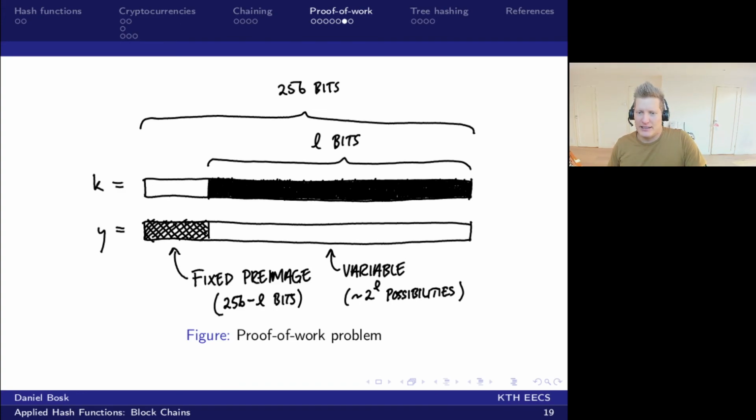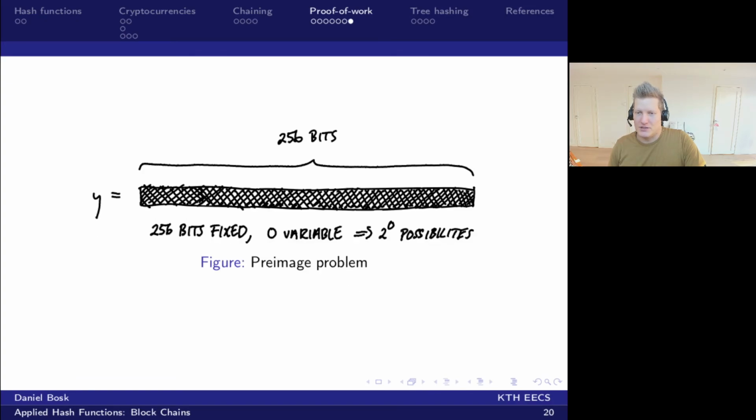And by varying k here, we vary the L bits that are here, which means we can control how difficult it is. So if we shrink k, that means it shrinks in this direction. That means the fixed pre-image is increasing. So if we set k to like 1 or 0, then it's all the way down here. So then we have the full scale cryptographic pre-image problem. So we can control how difficult the pre-image problem is supposed to be.